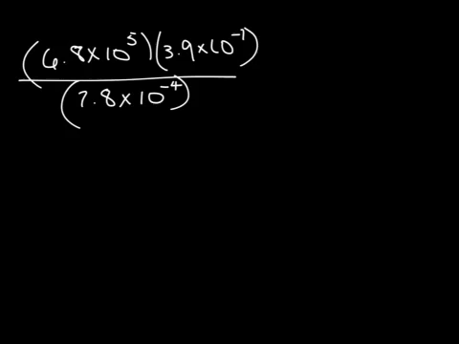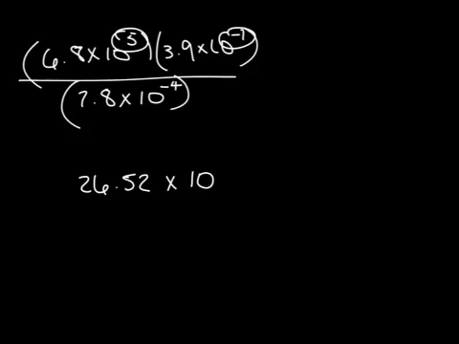So again, we're going to simplify this first, because we have two things that can be multiplied, and then we'll divide. So we're going to multiply 6.8 times 3.9. And I get 26.52, and then I make my 10 times 10, and then I'm going to add this and this together.